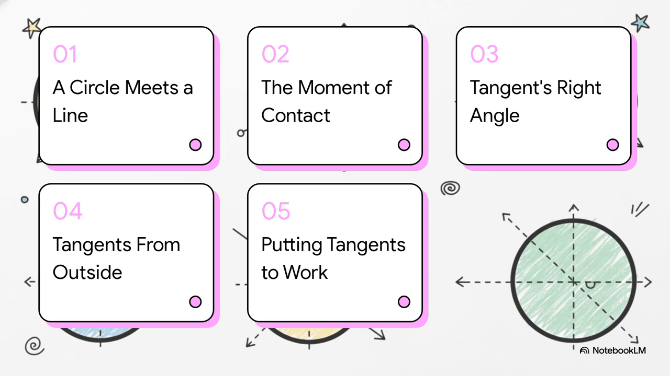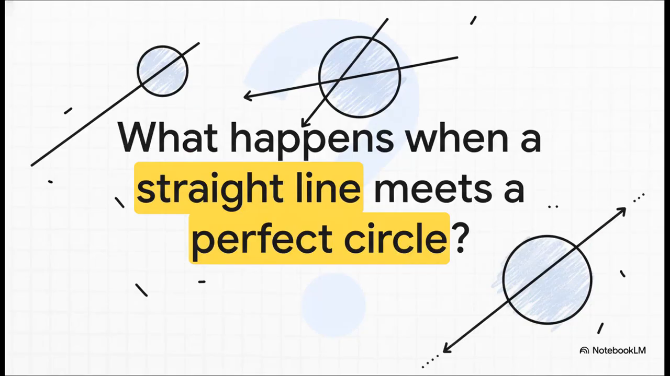So here's our game plan. We'll start with the basics, the different ways a line and a circle can even interact. Then we'll zero in on that special moment of contact. From there, we'll uncover a couple of fundamental theorems and see how they help us solve some pretty tricky geometry problems. Let's kick things off with a super simple question that really sets the stage for everything else.